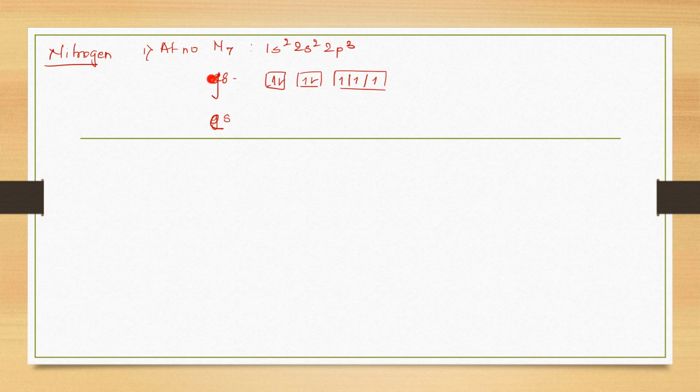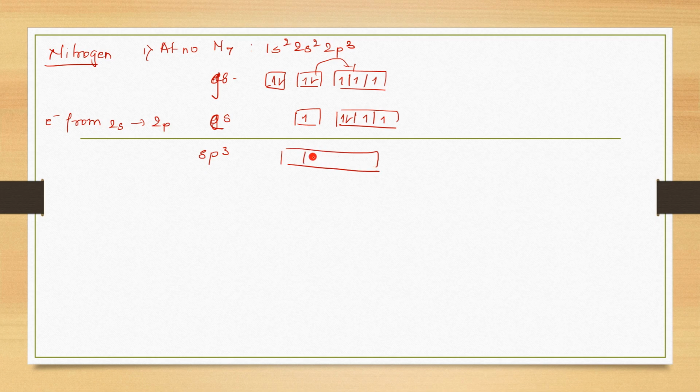So what will happen in excited state? Electron from 2s goes to 2p. So from here it will go this way. So this 2s electron will be single, and in the p orbital there will be pairing. You can write it anywhere. Okay. Next is sp3 hybridization. Mixing will take place. So 1s and 3p mix to give 4. So now because all of them have similar energies, you can write it this way. Now formation of NH3, right?